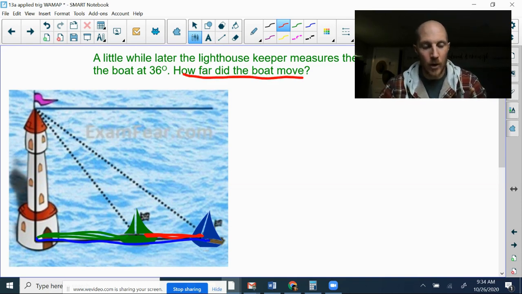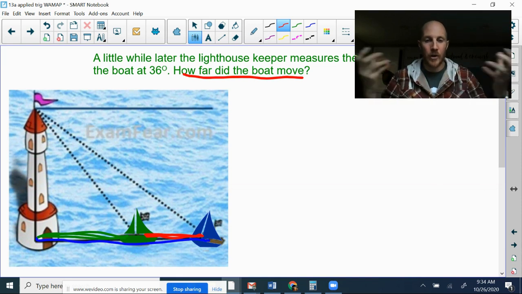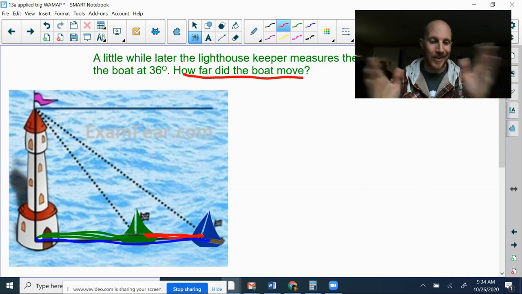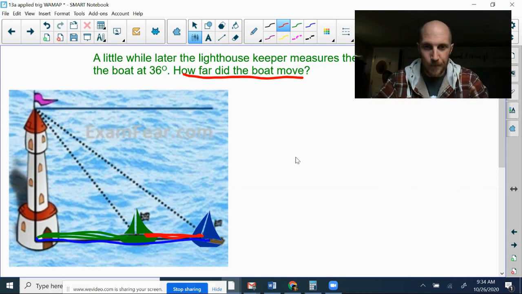Okay, so do the trig once to get the blue distance, do the trig a second time to get the green distance. Those trig ratios are, I mean, similar, but not related. They're not connected to each other. And then I can subtract to find the difference.